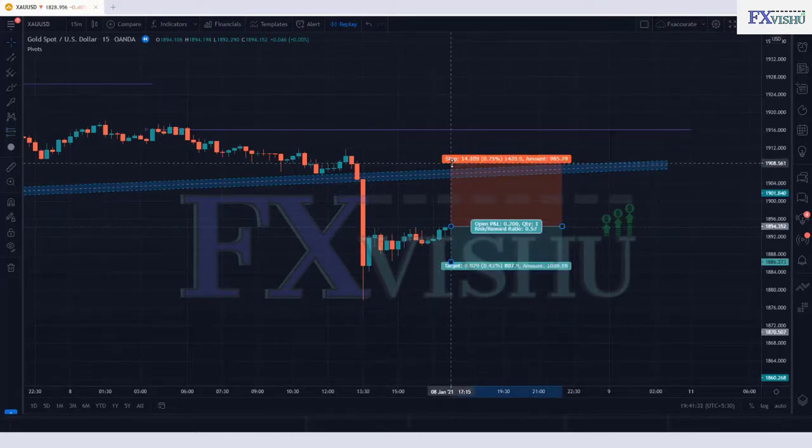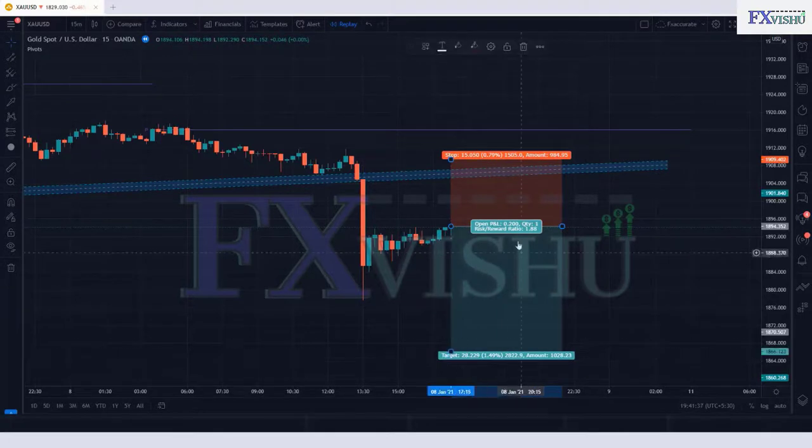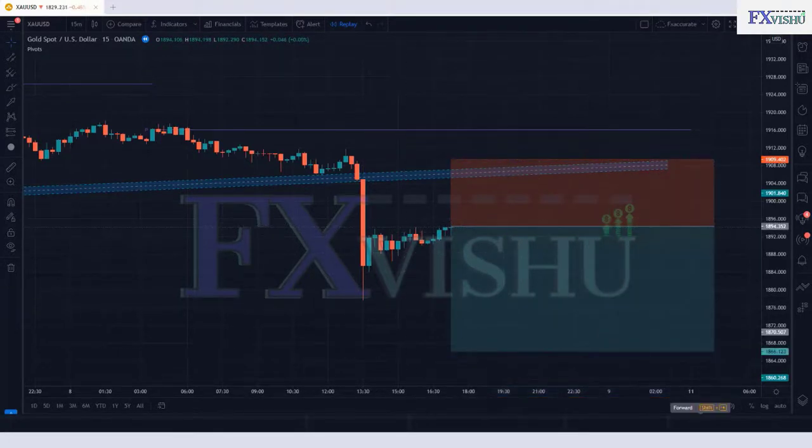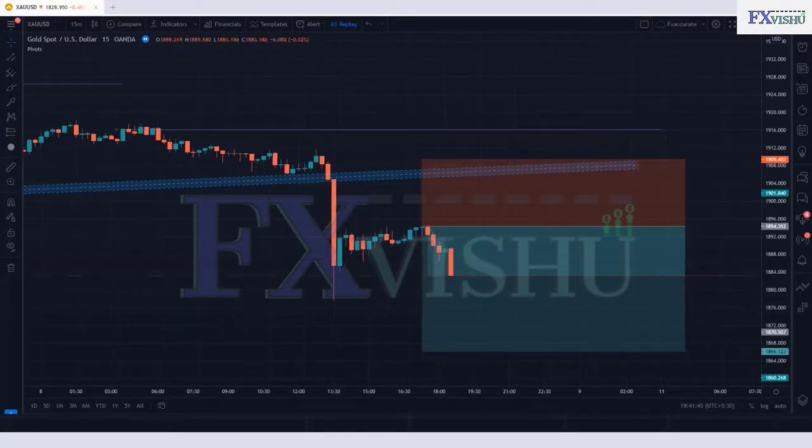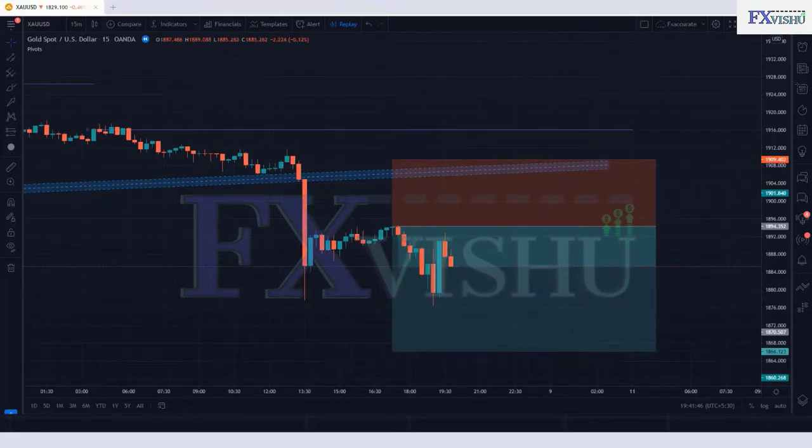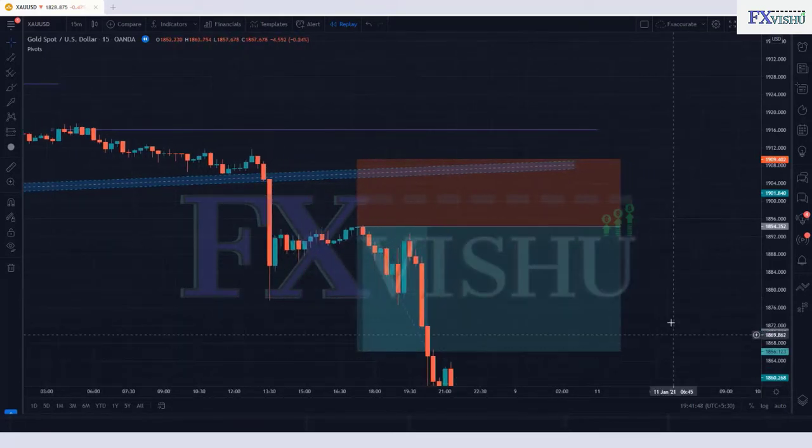We will have the stop loss at the market high and double the take profit from the stop loss. Let's see what happens to our trade. Our trade profit is going on. We have won the trade.